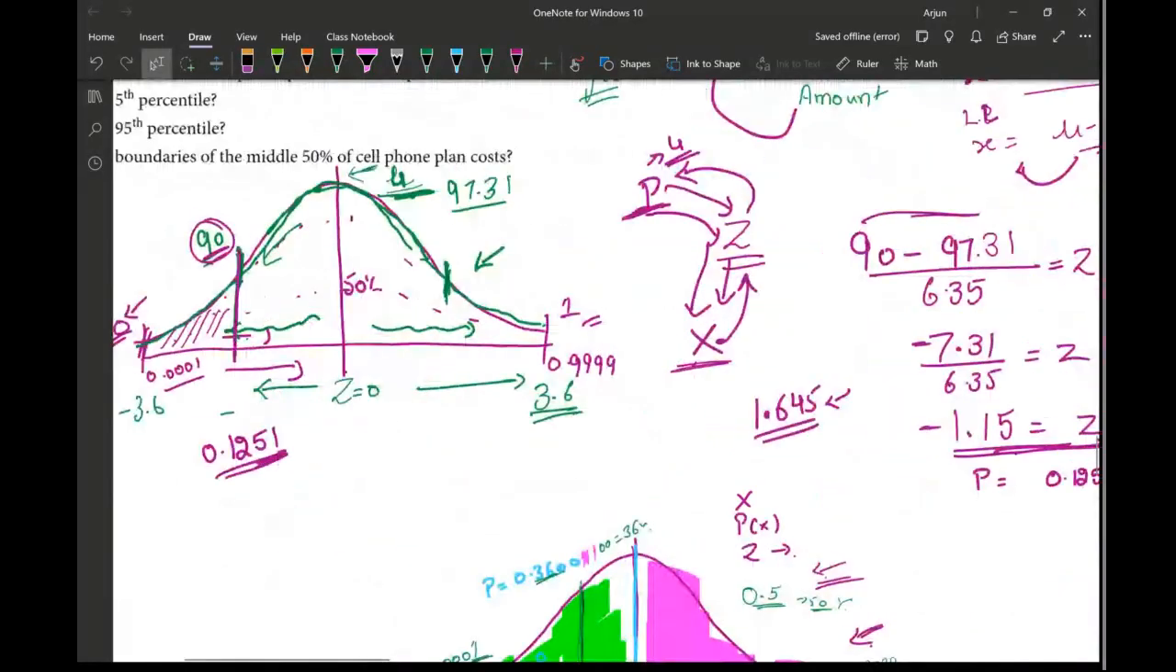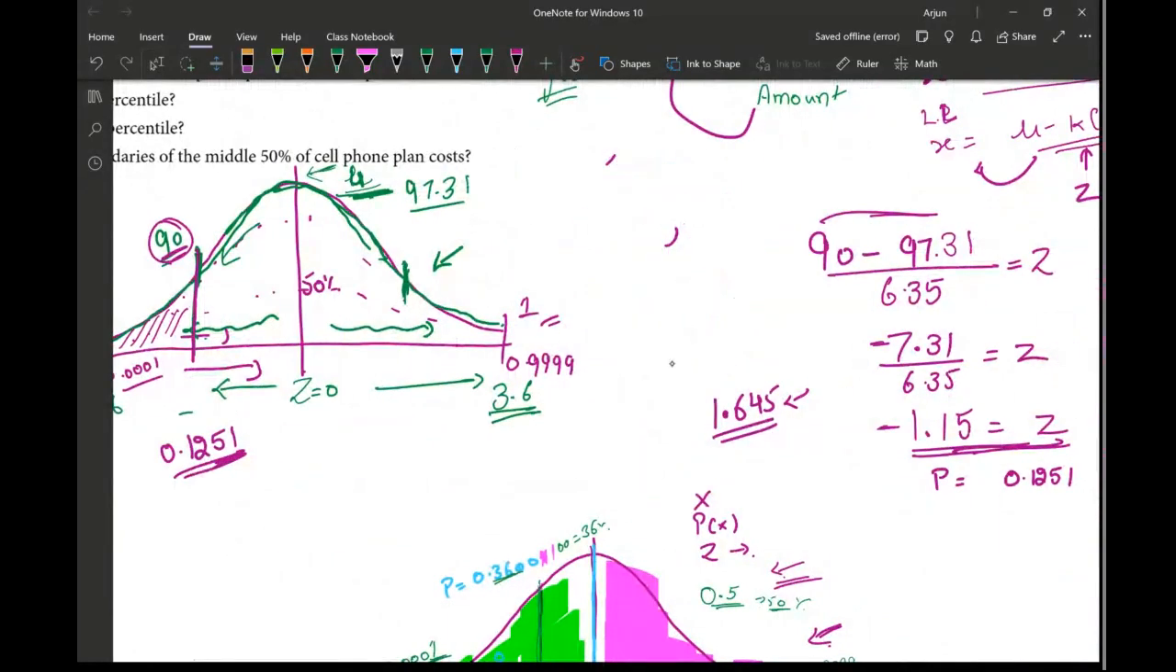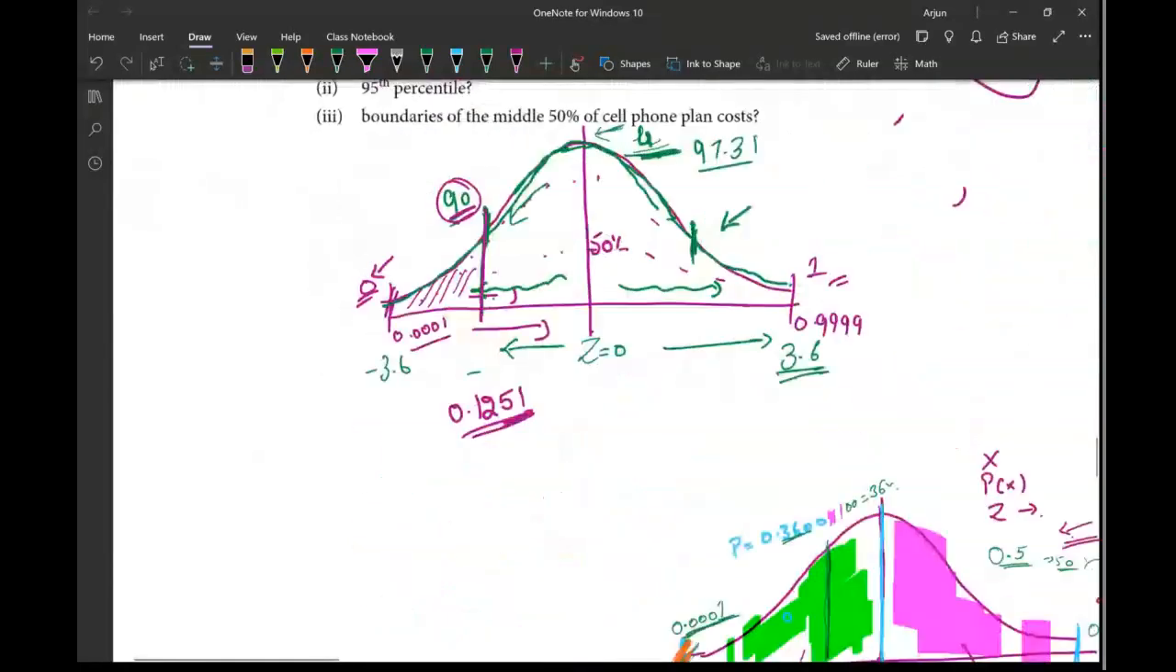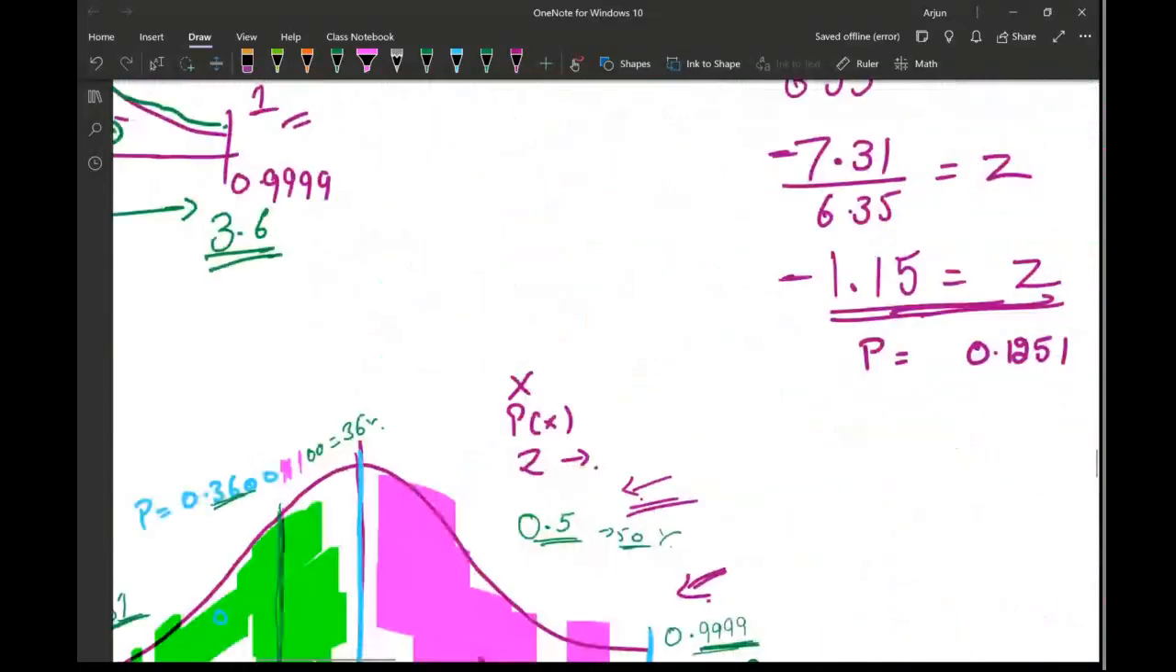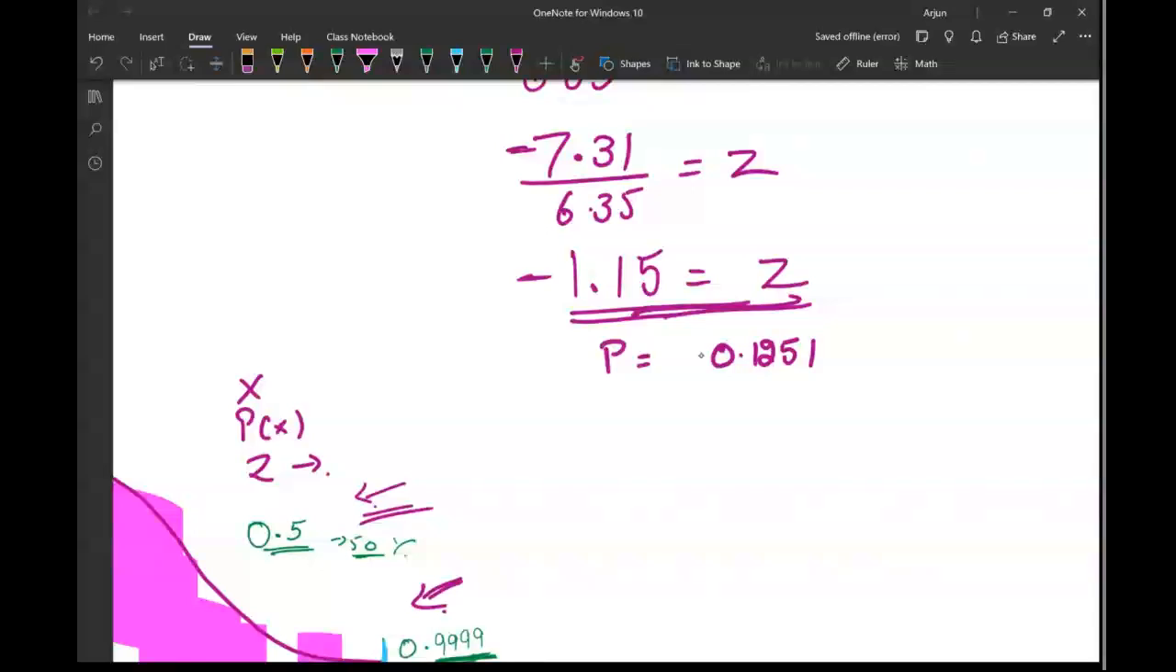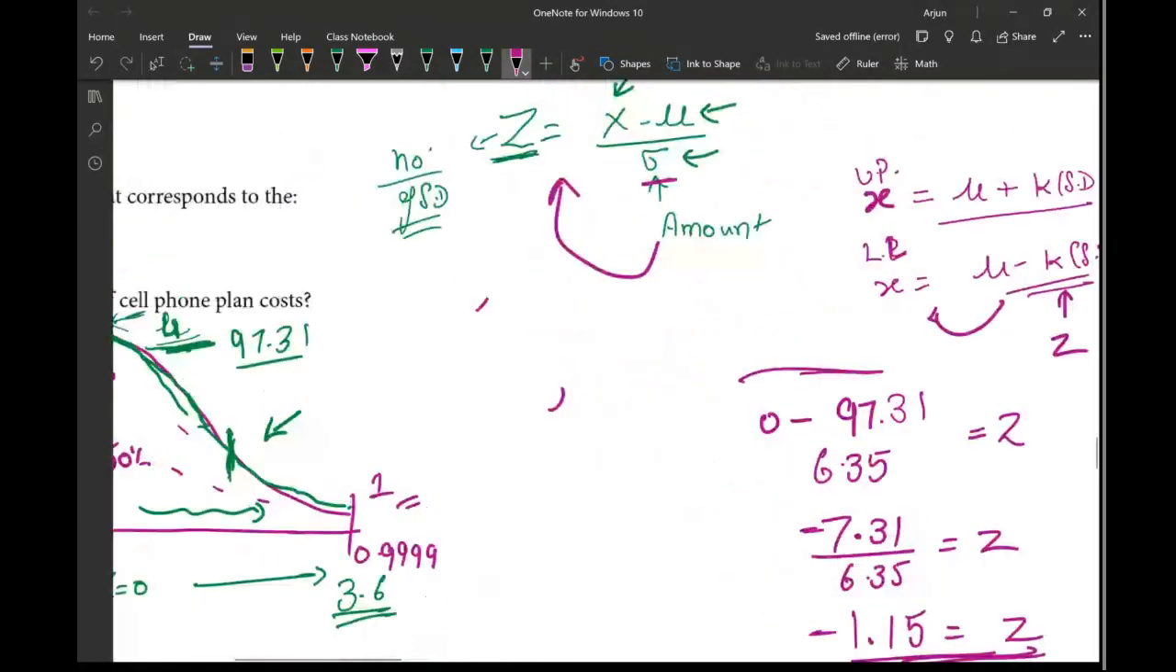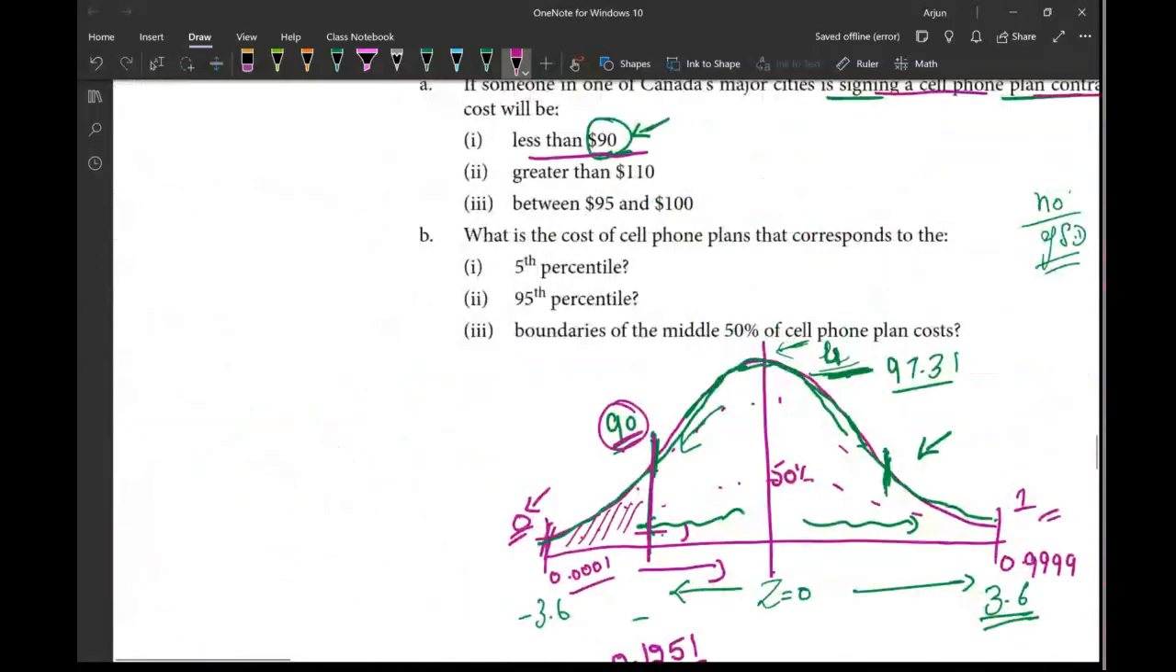All right, so I'm going to erase this so that I have a clearer picture here. And one more thing which I didn't write, I should always write the probability value here as probability x less than 90, which is equal to 0.1251, because that's what the question says. All right, let's look into the next question.